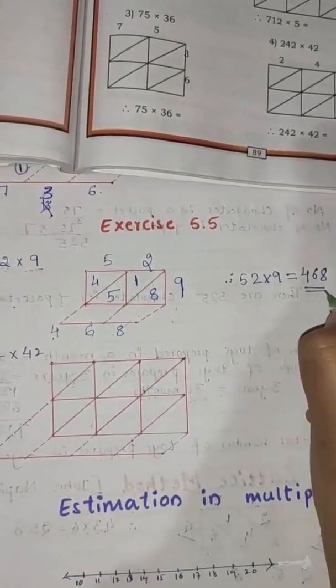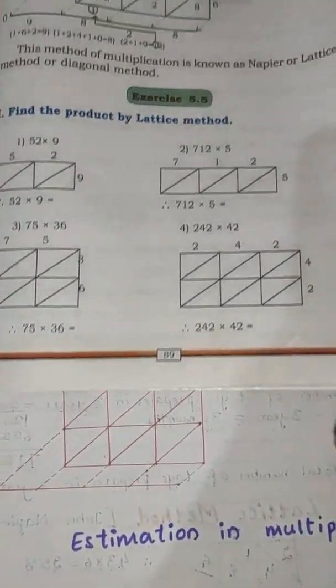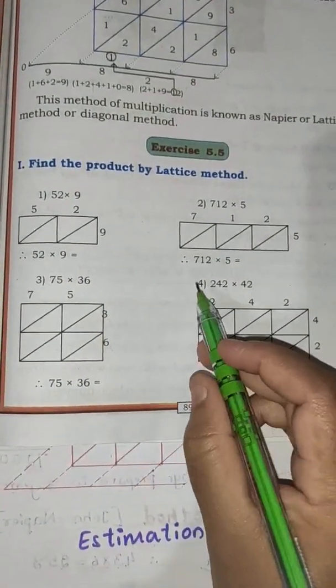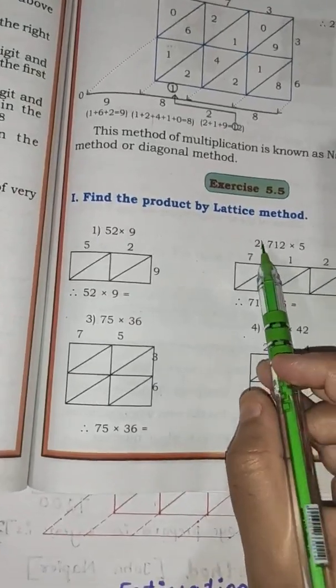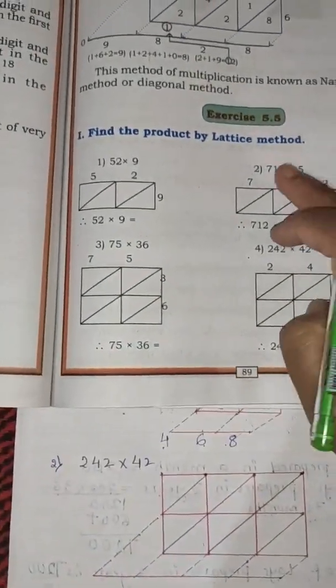468. Understood, children? Now let's take one more example. Okay, we'll take this fourth one. You just try to do the second and third ones yourself. We'll take the fourth one now.